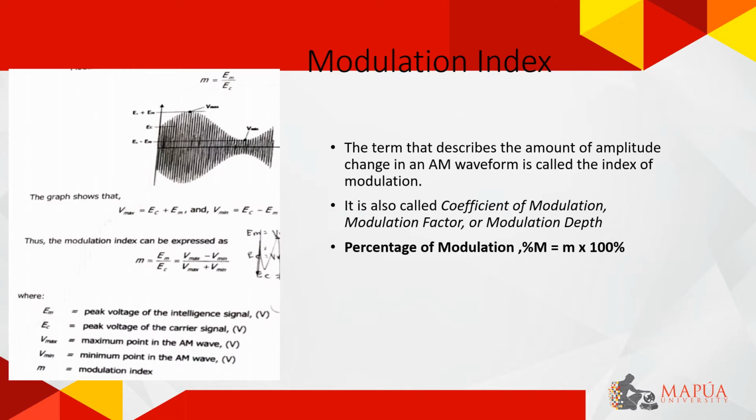The term that describes the amount of amplitude change in an AM waveform is called the index of modulation, and it is also called coefficient of modulation, modulation factor, or modulation depth. Percentage of modulation equals modulation index times 100.